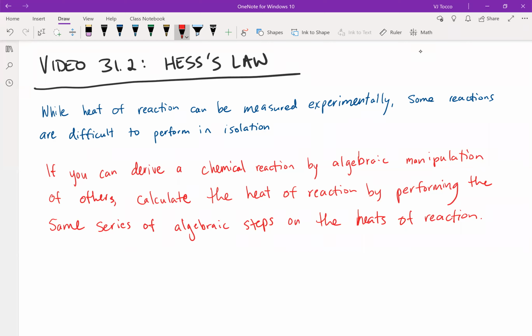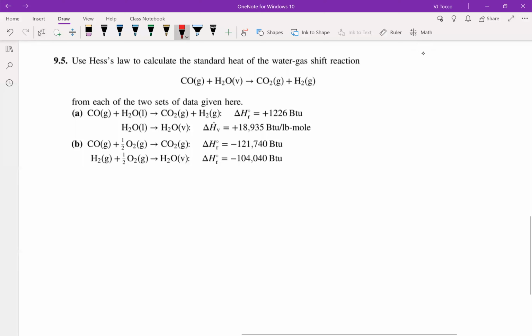Hess's law is, I think, something that is best seen with an example, so I'm going to do an example problem now. Let's try this problem. Use Hess's law to calculate the standard heat of the water-gas shift reaction, where carbon monoxide and water vapor react to form carbon dioxide and hydrogen gas. And I have two separate avenues for which I can calculate this reaction. These are kind of simplistic examples, but let's just do part A first.